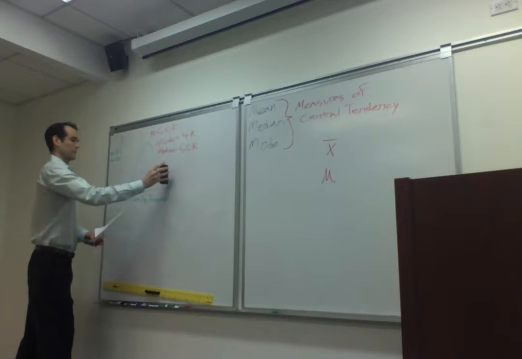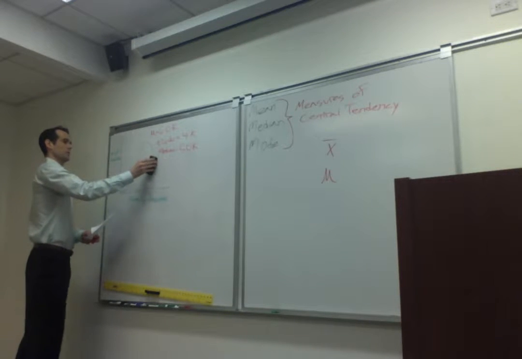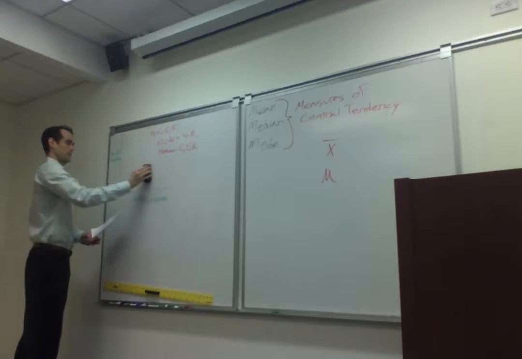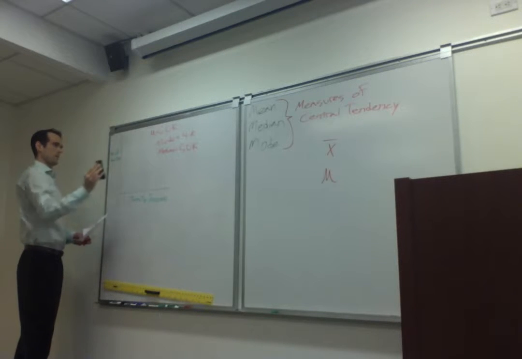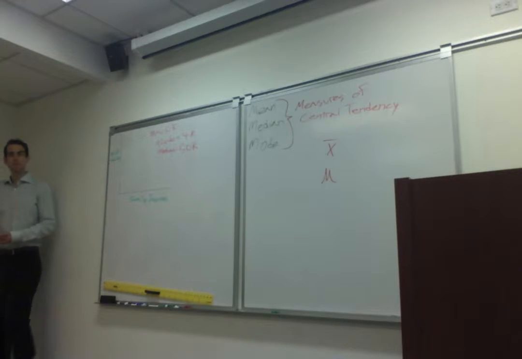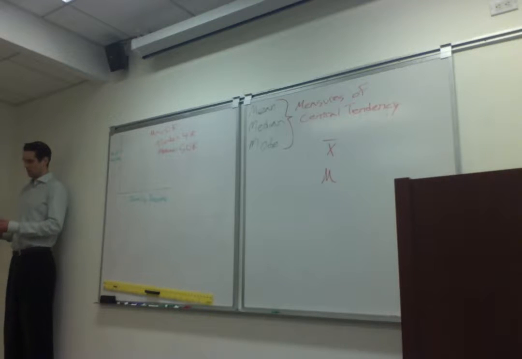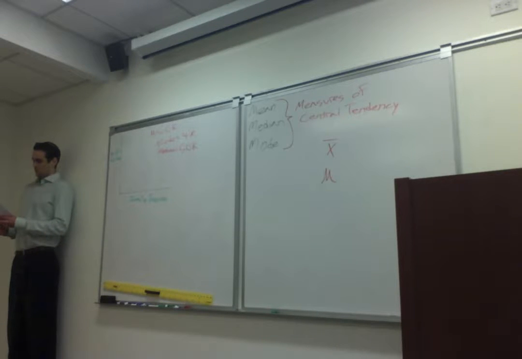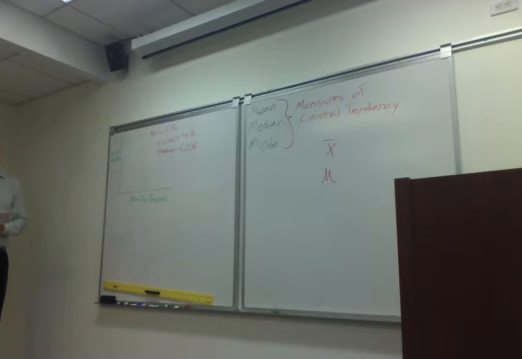I'm going to erase this frequency distribution so you don't get confused. Mean 60K, mode 4K, median 50K. So the average income is 60,000. Most people pay 4,000 a year. Right? So do most people make 4,000 a year?